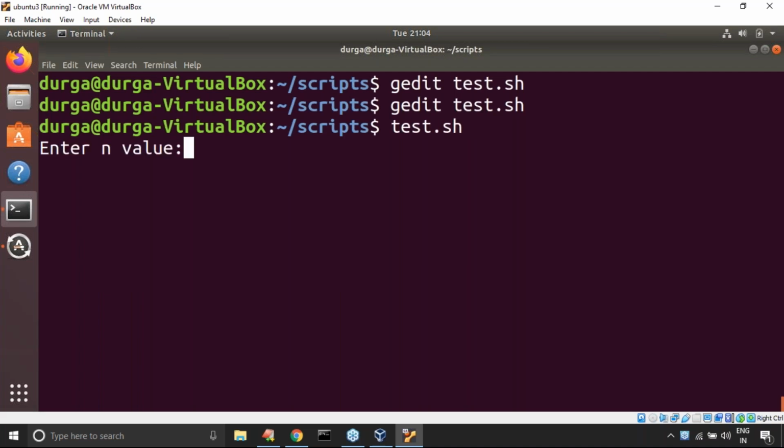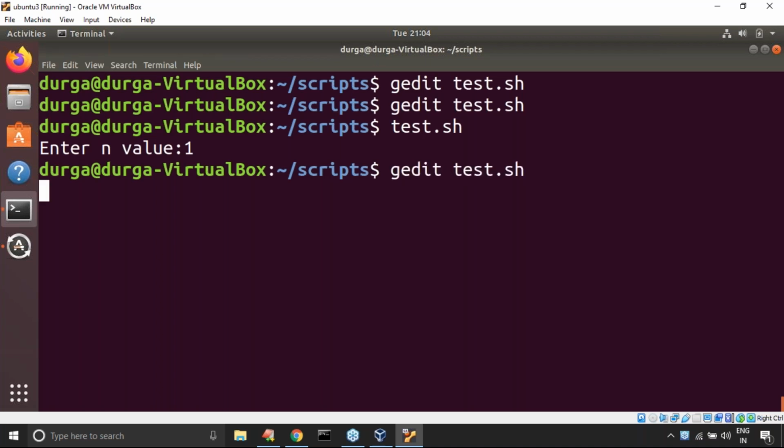Test.sh. Enter n value 1. What is the meaning of 1? Please confirm. Can you please generate the first prime number? What is the answer we have to get? Please confirm. If everything goes fine, what is the answer I have to get? 2. 2 is the answer. Now I'm not getting 2. Somewhere something goes wrong. Enter n value 1 means I have to get 2 because it is the first prime number, right? So where is the logic?